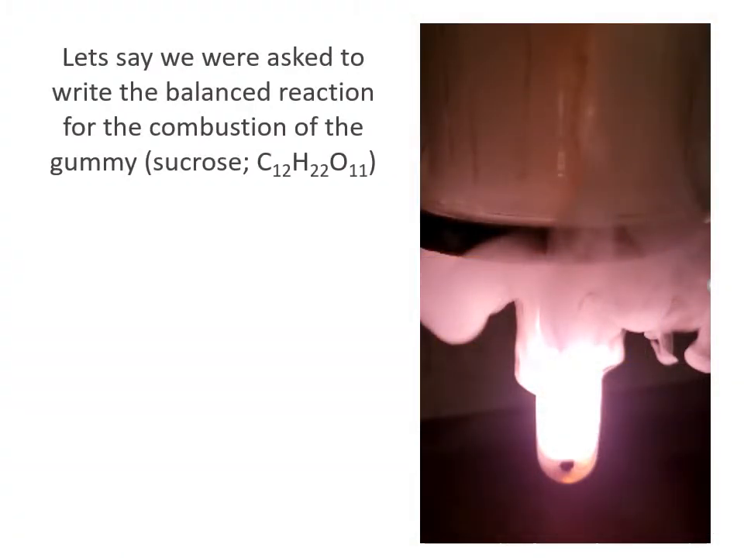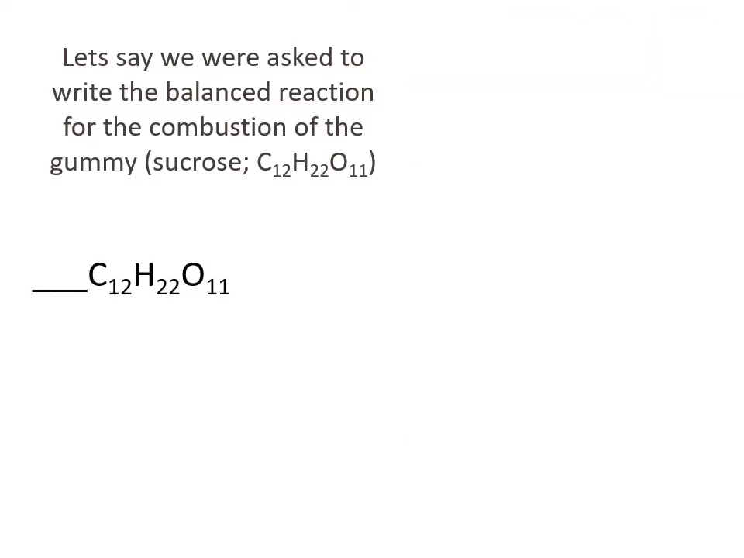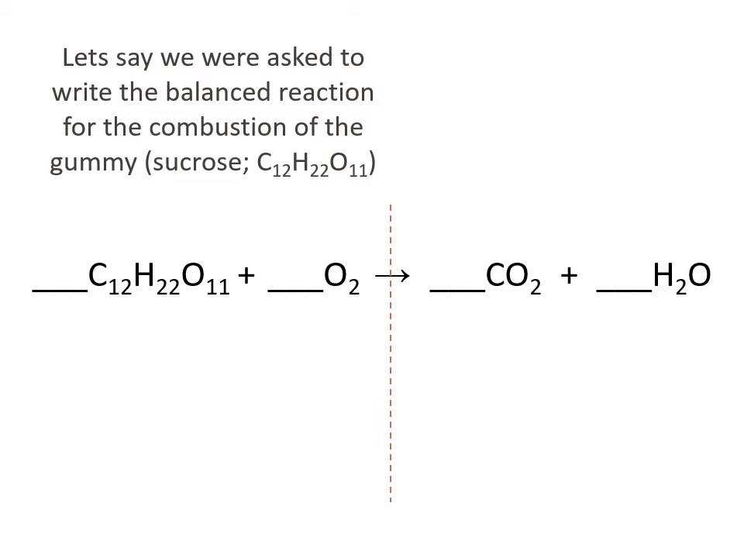Let's say the question has asked us to write the balanced reaction for the combustion of a stick of gum, which is composed of sucrose, C12H22O11. Since it is combustion, it's going to have to react with oxygen. And in a combustion reaction, there are always two products, that is carbon dioxide and water. Now we need to balance the equation, making sure that the number of elements on the left-hand side, which are our reactants, equals the number of elements on our product side, which is on the right-hand side. We said we always start by putting a 1 next to the most complex formula.